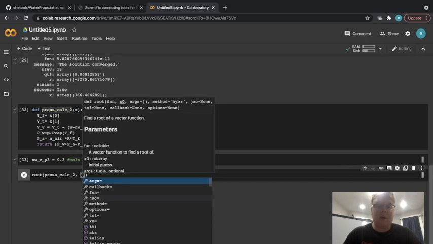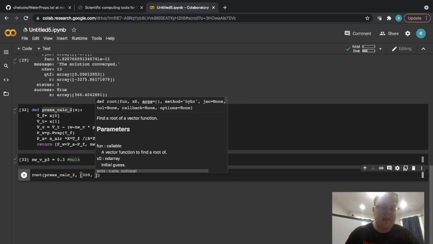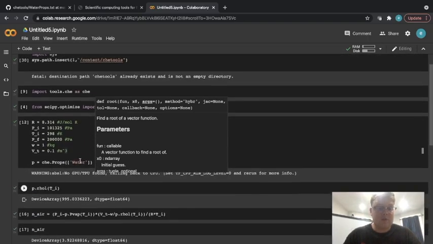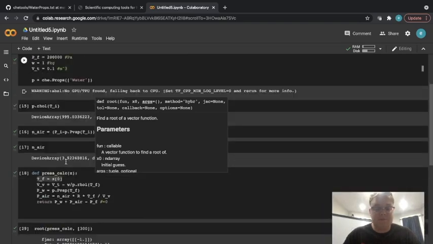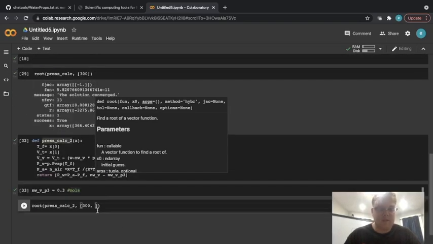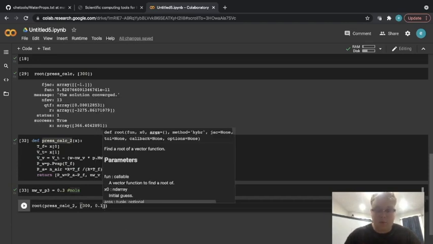I'm guessing for my final temperature, and I'm going to guess that it's 300 again. And now I also need to provide a guess for what I think the total volume is. Well, my total volume in the first problem was 0.1 meters cubed. So I'm going to guess that in this one, it's also going to be 0.1 meters cubed.